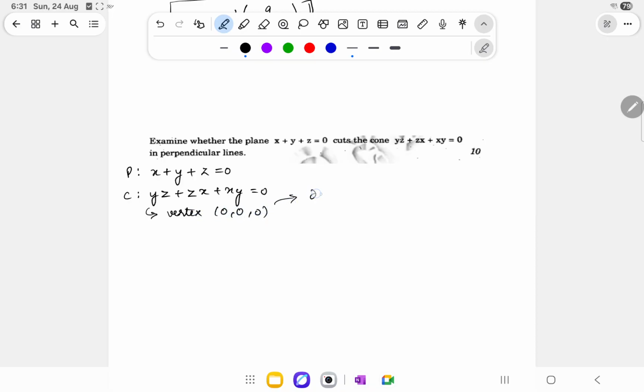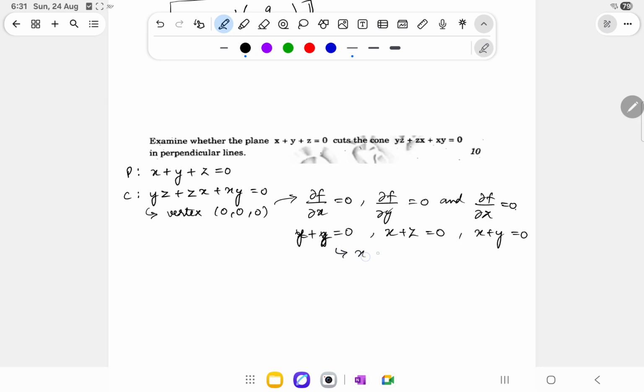If you observe this cone, we'll get our vertex as (0, 0, 0). You can check it by equating del f by del x equals 0, del f by del y equals 0, and del f by del z equals 0. So you'll get three conditions: x plus y equals 0, y plus z equals 0, and x plus z equals 0. If you solve these three conditions, you'll get x equals y equals z equals 0. So (0, 0, 0) is the vertex.